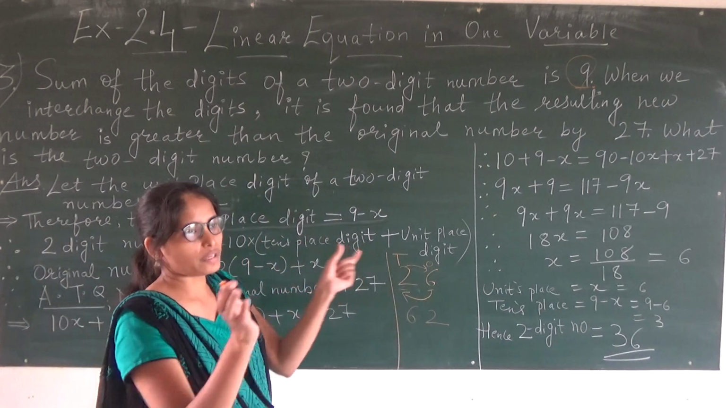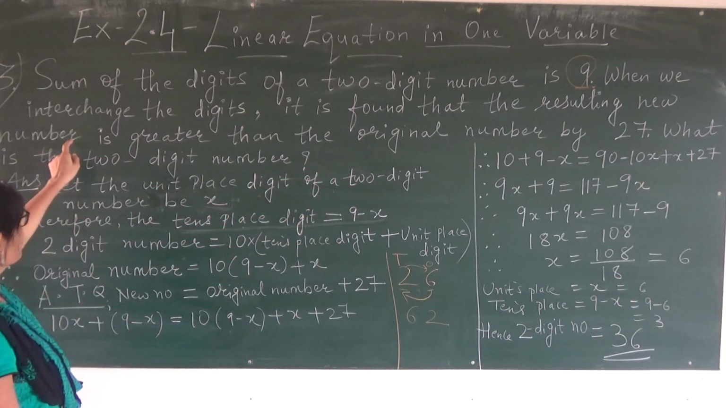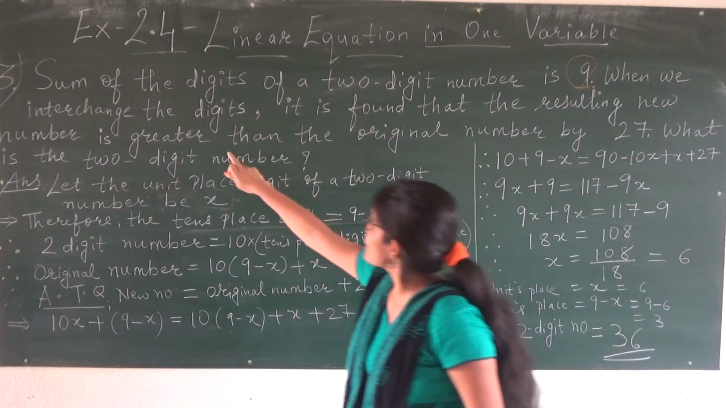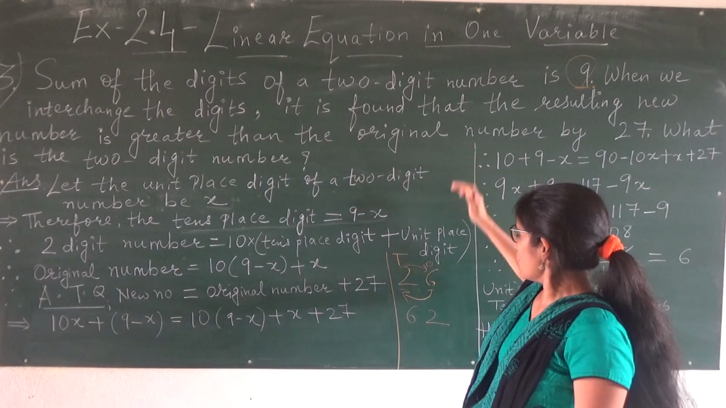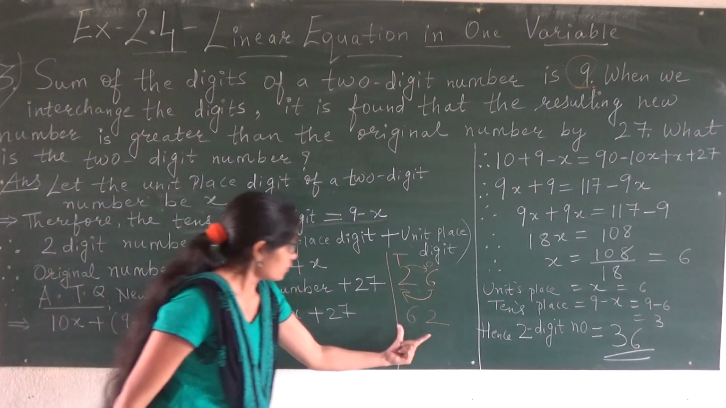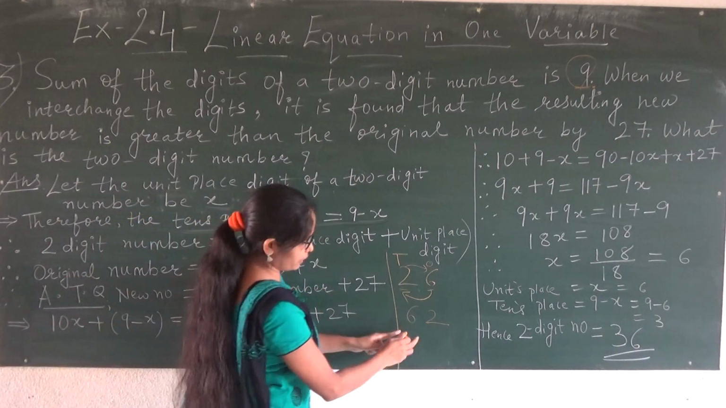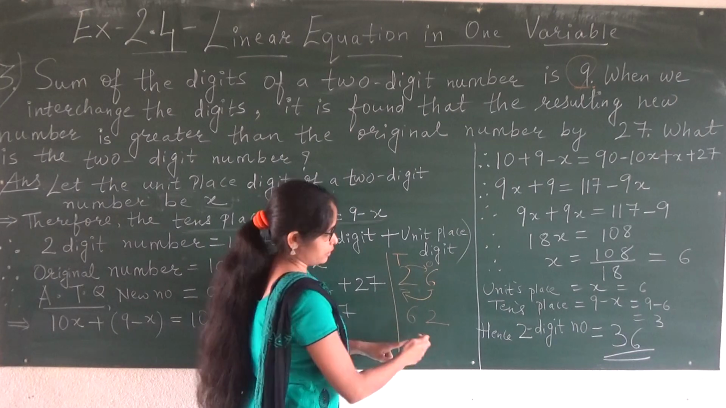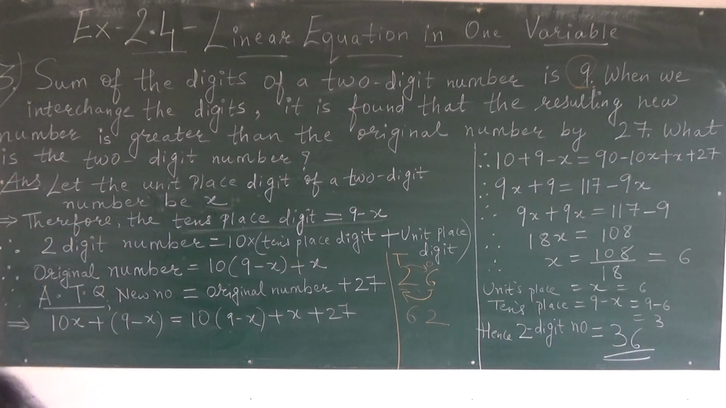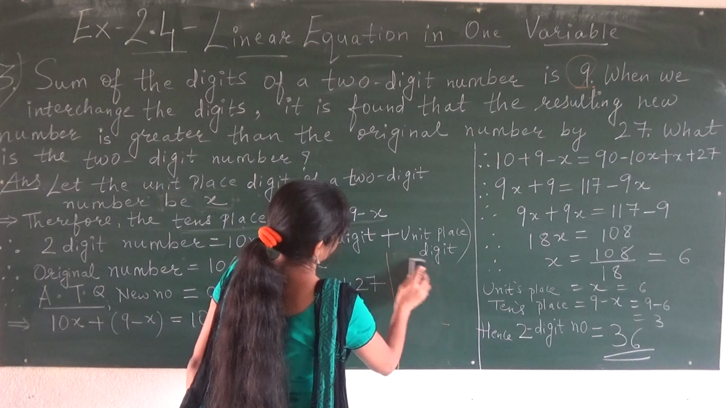So this way, if we interchange, the resulting new number that we get is greater than the original number. After interchanging, the new number, for example this 62, is 27 greater than the original number. So this is our question. Now let us see the solution part.